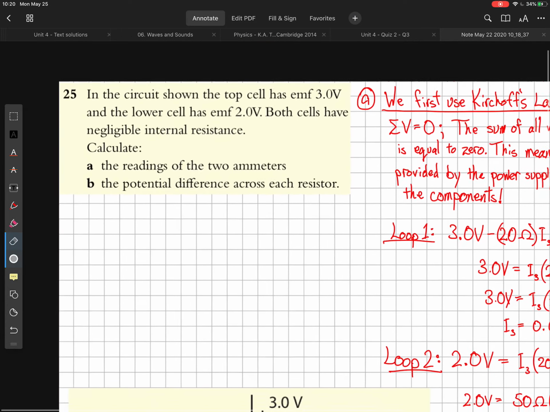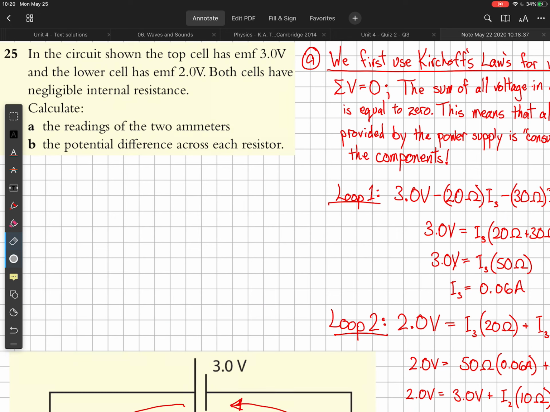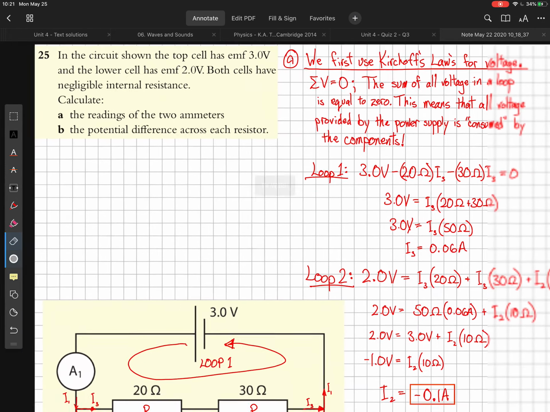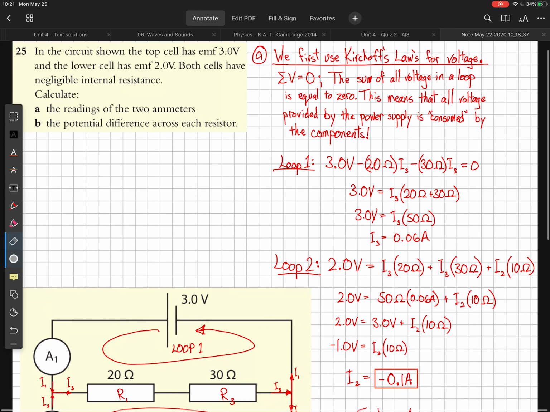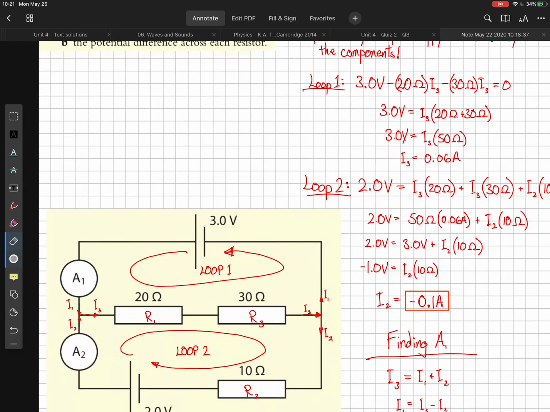But first, the circuit has an EMF of 3.0 volts, and the lower cell has an EMF of 2.0 volts. Both cells have negligible internal resistance, which is important, and is a common thread in the setup of these kinds of problems. But we need to calculate the readings of the two ammeters and the potential difference across each resistor.